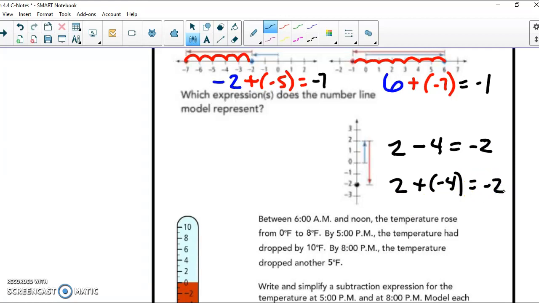So in fact, this is our definition of subtraction. Subtraction literally means I'm adding the opposite, or I'm adding the negative.